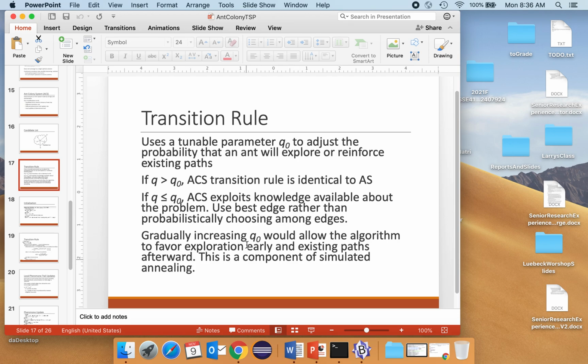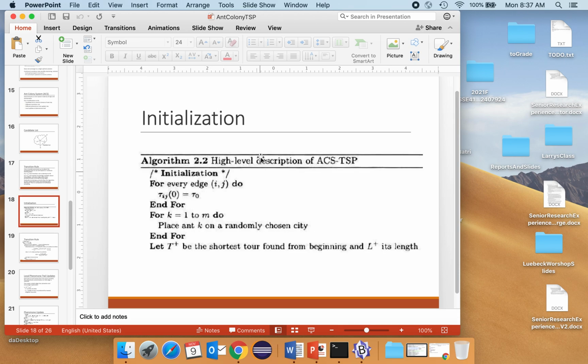So here is the idea of simulated annealing. If we increase Q0 gradually, we would favor exploration early, because if it's very low, then this value here, as we will see, is a random value, I believe, we will initially explore, and as it gets larger, we will eventually exploit. So it's an idea of simulated annealing.